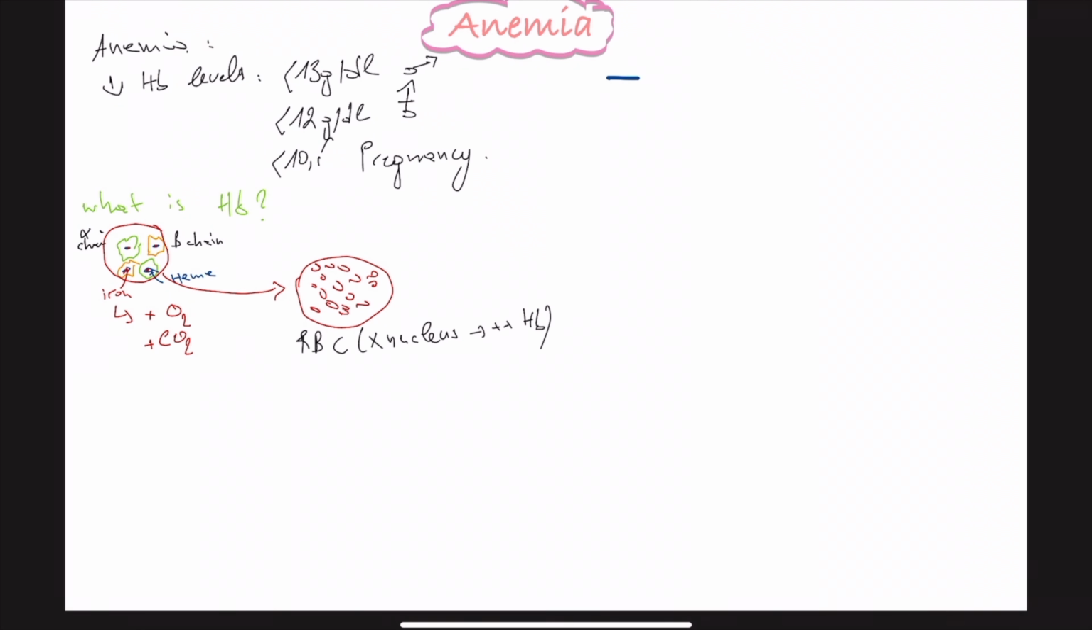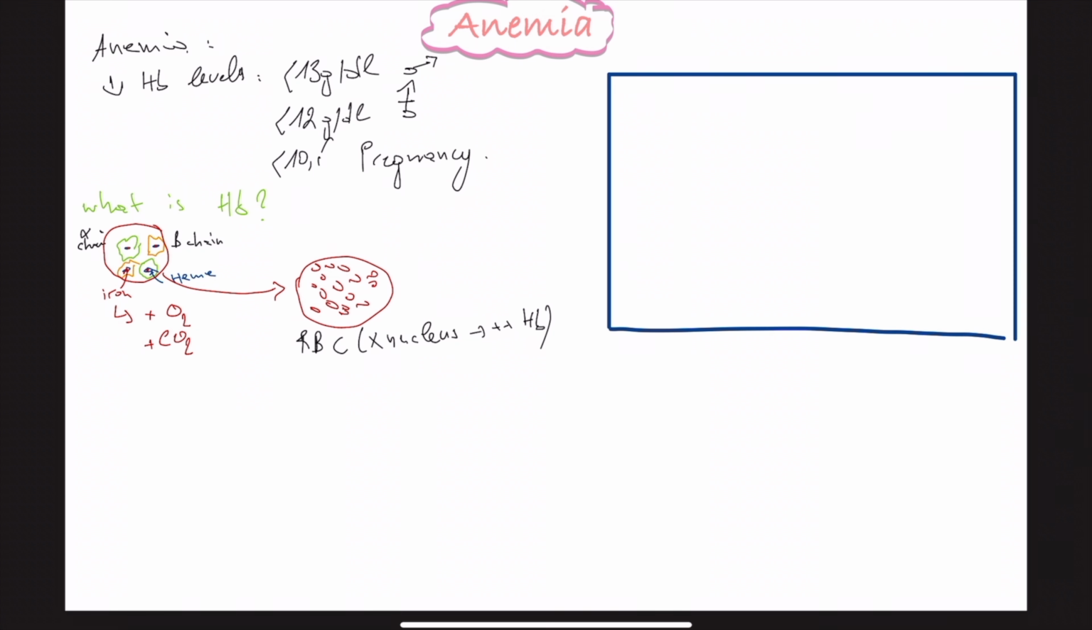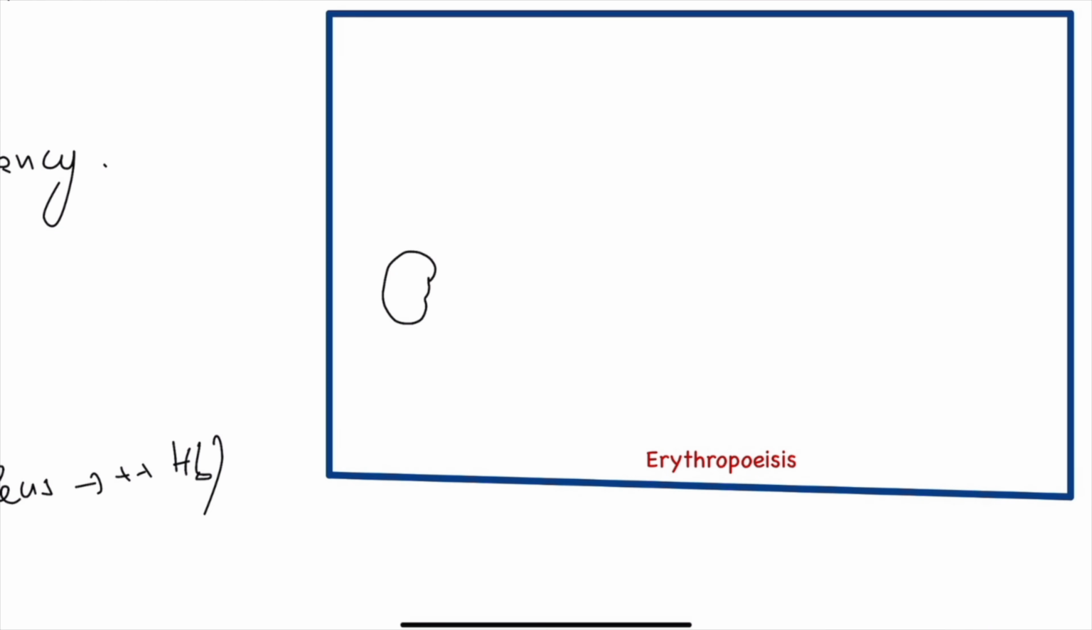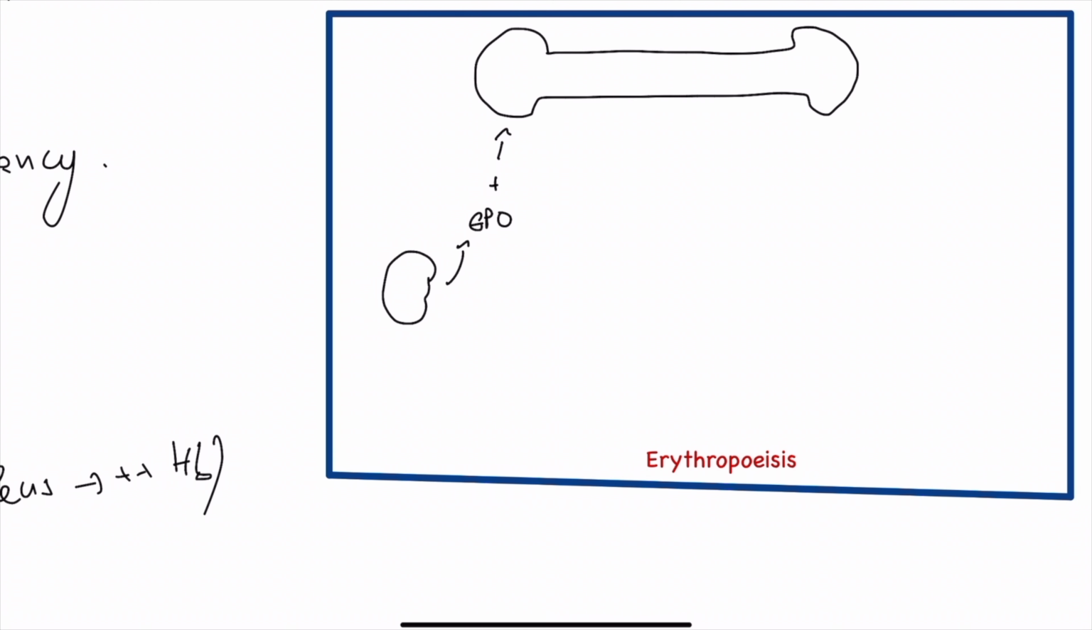A quick recap regarding the production of the red blood cell. The red blood cell, or erythrocyte, is made through a process called erythropoiesis, which happens in the bone marrow. When there is low oxygen level, the kidneys release a hormone called erythropoietin. This hormone stimulates erythropoiesis, which happens in the bone marrow, from hematopoietic stem cell to erythroblast to a reticulocyte.